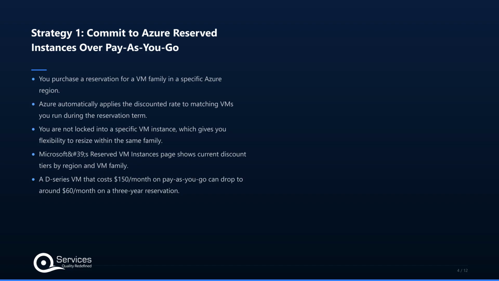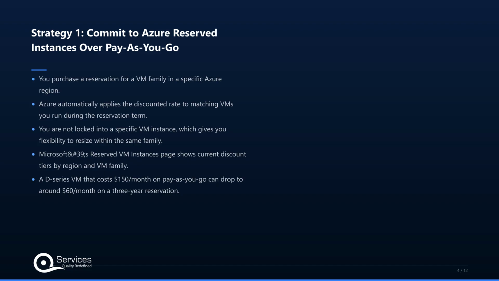How reserved instances work. You purchase a reservation for a VM family in a specific Azure region. Azure automatically applies the discounted rate to matching VMs you run during the reservation term. You are not locked into a specific VM instance, which gives you flexibility to resize within the same family. Microsoft's reserved VM instances page shows current discount tiers by region and VM family.